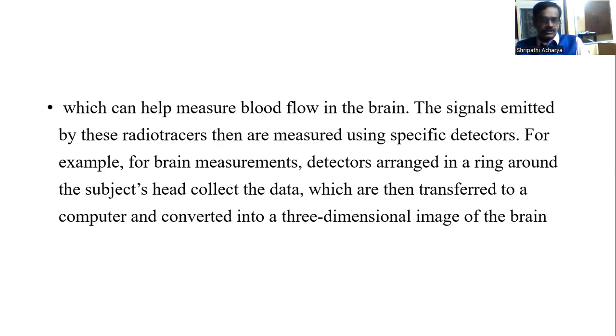The signals emitted by these radio tracers are then measured using specific detectors. For example, for brain measurements, detectors arranged in a ring around the subject's head collect the data, which are then transferred to a computer and converted into a three-dimensional image of the brain.